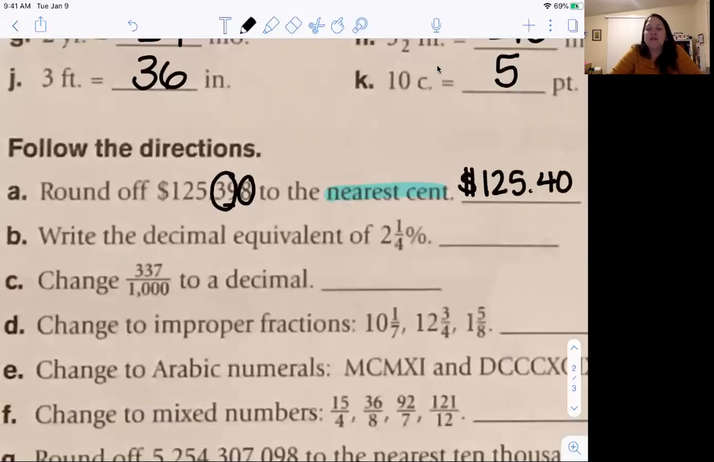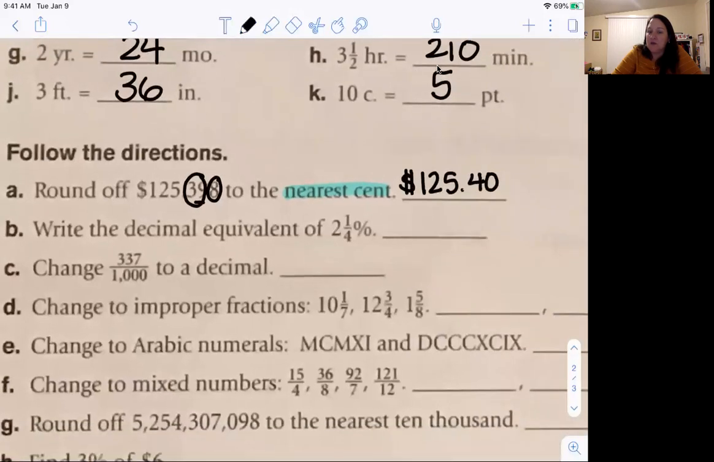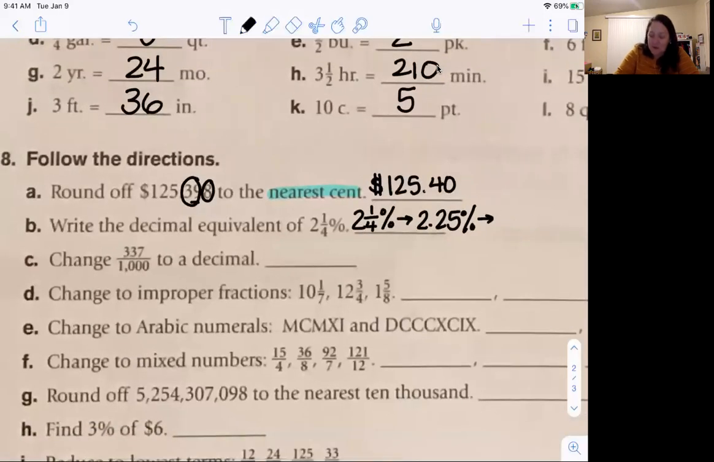Letter B, write the decimal equivalent of 2 1/4%. We're going to do this linearly like we've been doing. 2 1/4% is a fractional percent. We're going to change it to a decimal percent, and then we're going to change it to a decimal. So 2 1/4% is 2.25%. You're probably way ahead of me already. Then we're going to change that to a decimal. We're going to move our decimal 2 times to the left, and we get 0.0225.